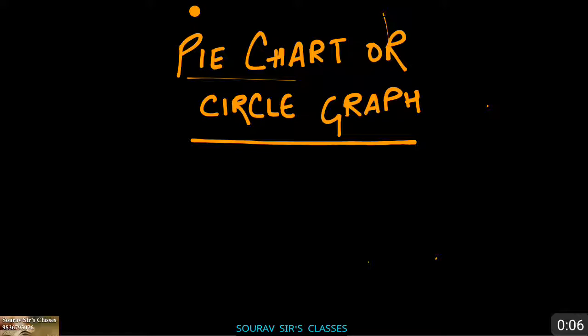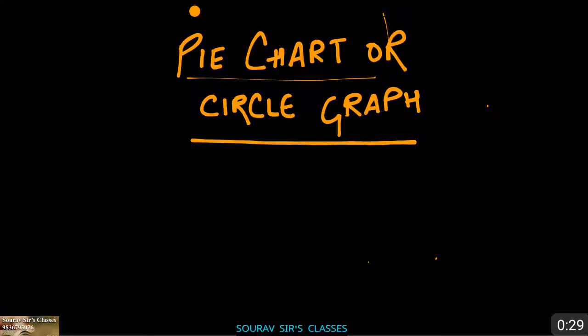Today's topic is pie chart or circle graph. Pie charts are specific types of data representation where data is represented in the form of a circle. In a pie chart, a circle is divided into various sections or segments such that each sector or segment represents a certain proportion or percentage of the total.